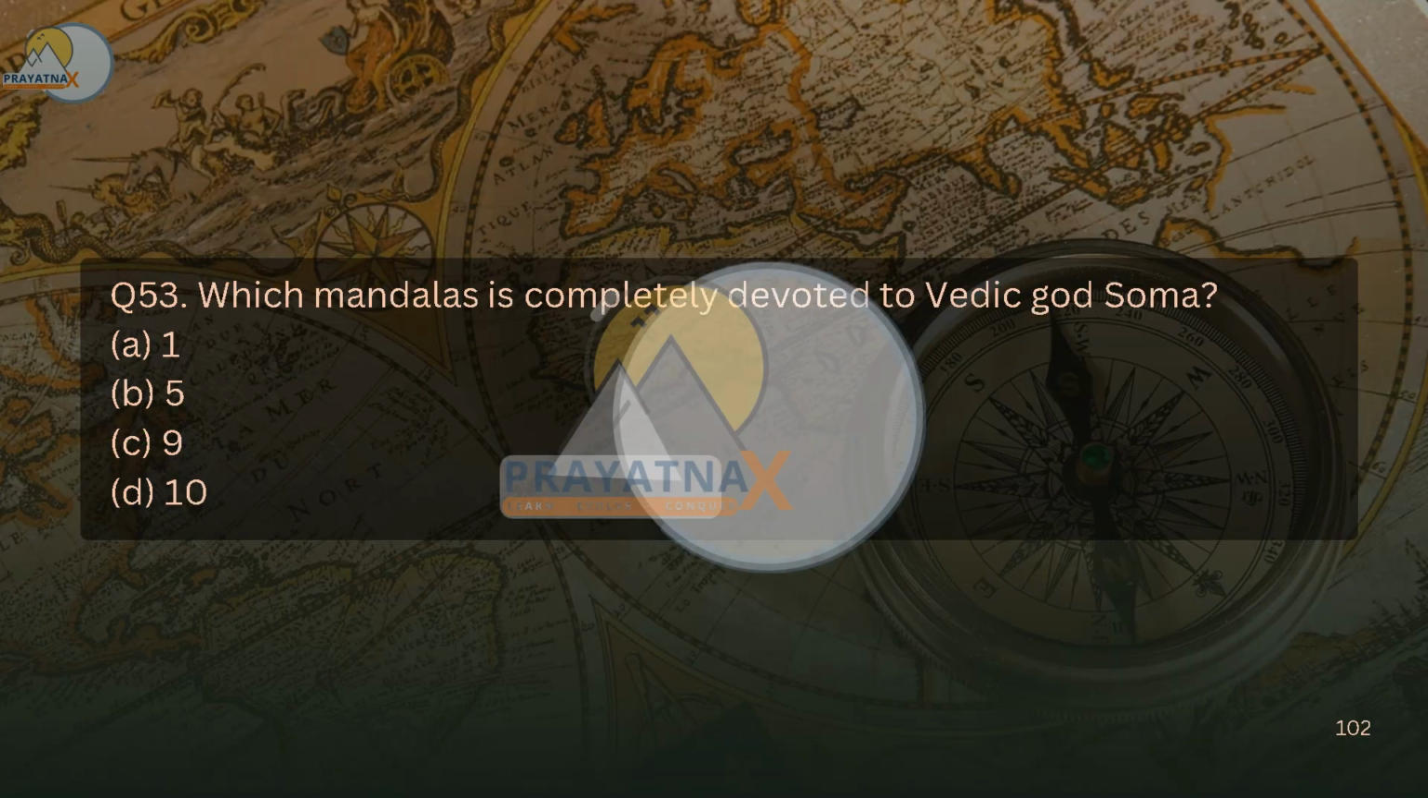Moving on to the next question. Which mandala is completely devoted to Vedic god Soma? Now the correct answer for this would be the ninth mandala is related to the Vedic god Soma, which is the king of plants. Now, it was also one of the most important gods in the Rigvedic period. Now the ninth mandala also contains a Soma mandala. It has about 114 hymns dedicated to him.